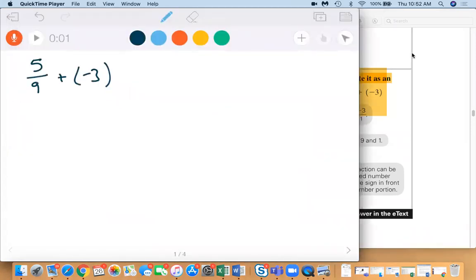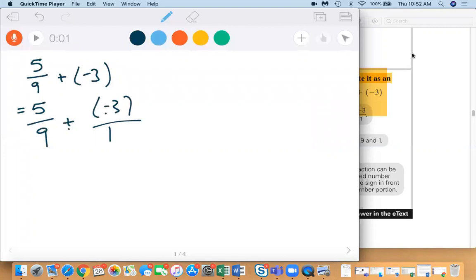All right, so what do I do when I have a whole number? Remember, any whole number is the same thing when you write it in fraction form as writing it over 1. So this is the same thing as saying 5 over 9 plus -3 over 1. Now, when I'm adding a negative, what's that the same thing as?